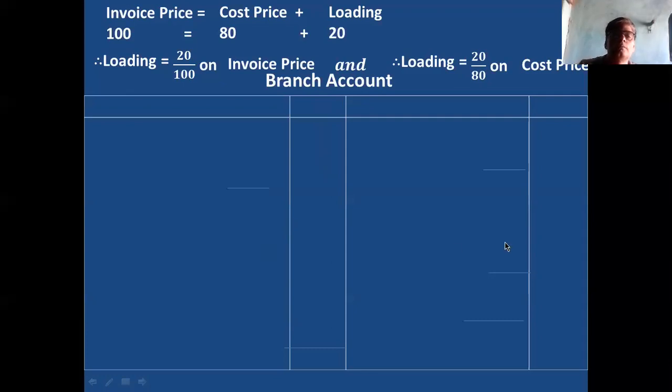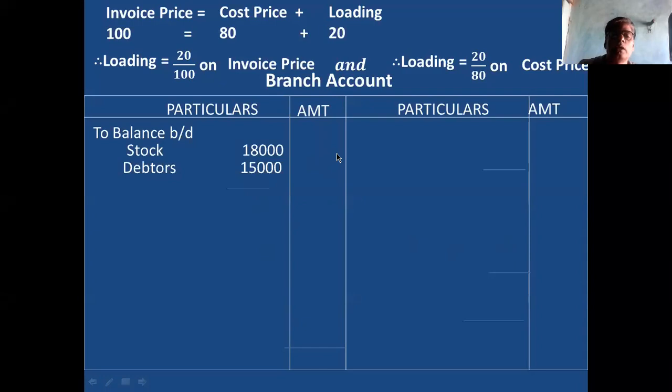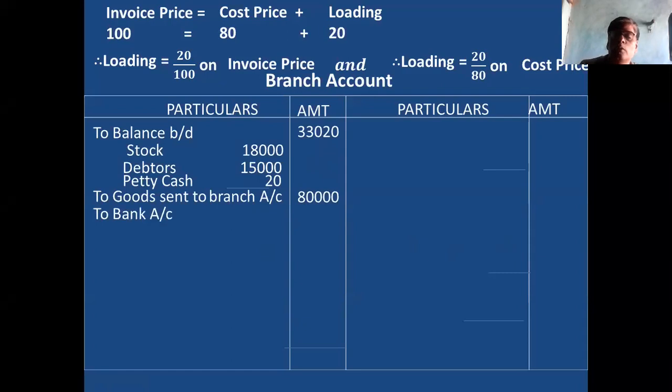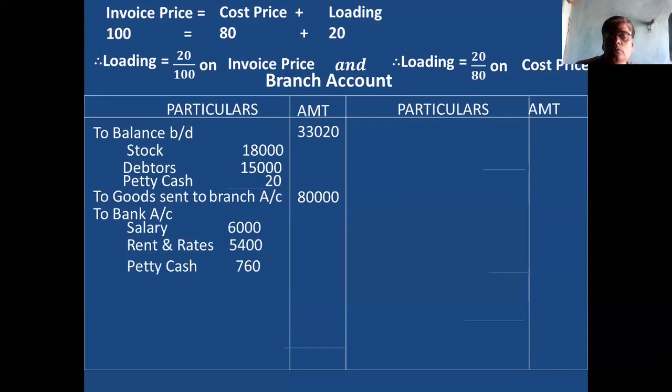The first item: opening stock, opening debtors, petty cash. Opening balance is completed, 33,020. Second item is goods sent to branch, 80,000. Third item, to bank, under that salary, rent, petty cash. Total is 12,160. 12,160 is the third item. The 3 items on the debit side are completed.